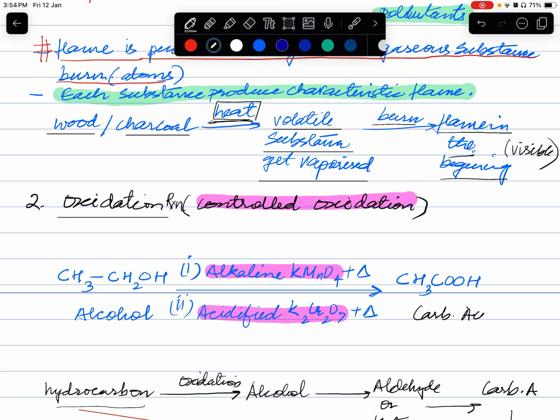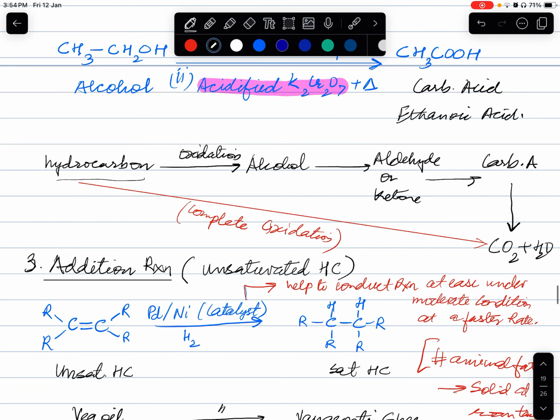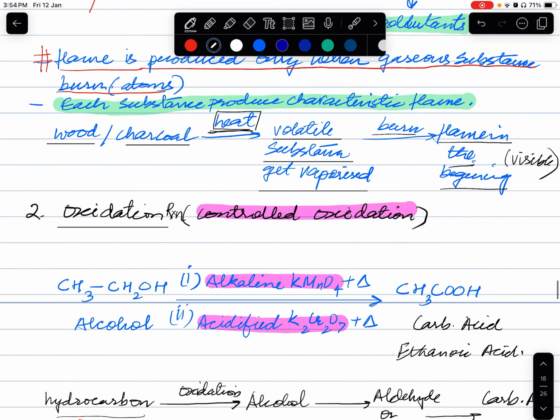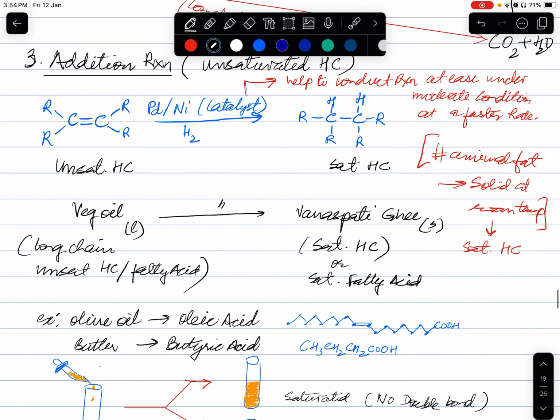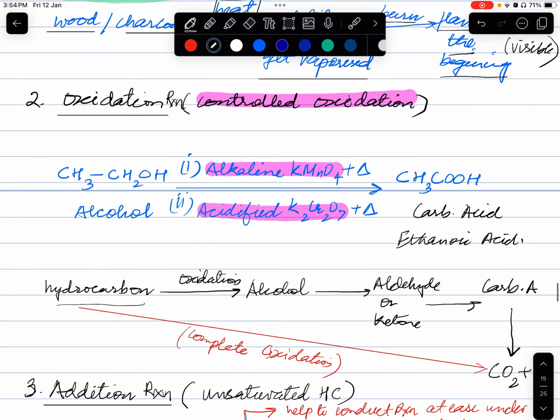And what is the name of this carboxylic acid? This is ethanoic acid, because 2 carbon atoms are there. So this is all about controlled oxidation. Controlled oxidation means stepwise oxidation. Again, if someone asks you what we will get if we bring about further oxidation of this compound, that is the carboxylic acid, we will get carbon dioxide and water if we go on oxidizing this compound.